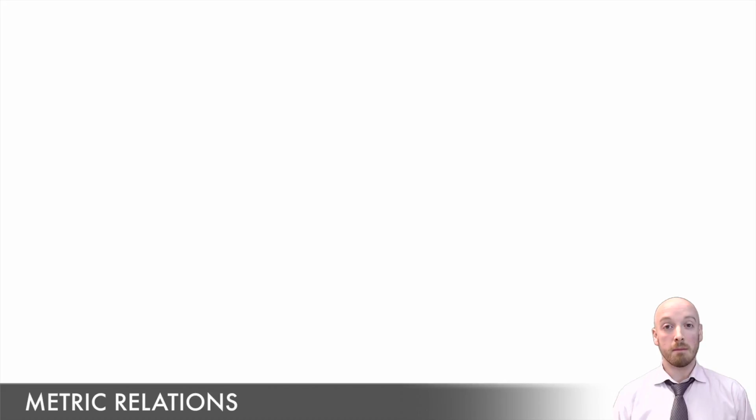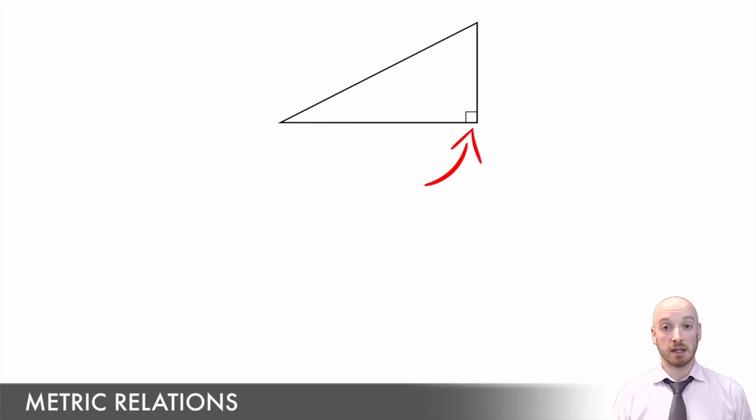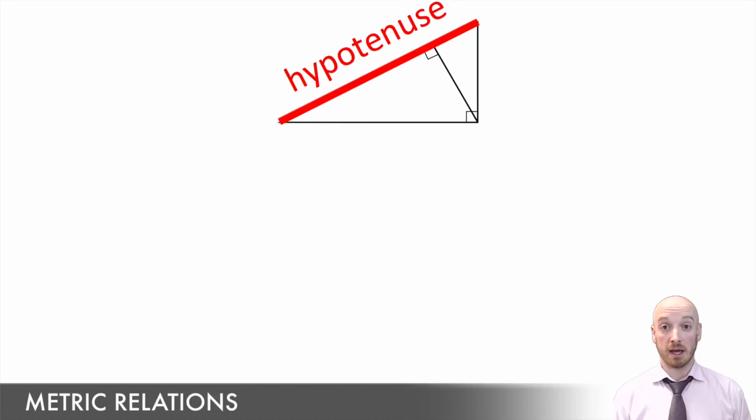Okay, when we talk about metric relations, we're talking about a set of formulas that work when we see one very specific type of triangle in a question. What we're looking for so that we can put metric relations to use is a right triangle that has a line drawn through it going from the right angle to the hypotenuse. And remember, the hypotenuse is the longest side of a right triangle, always across from the 90-degree angle.